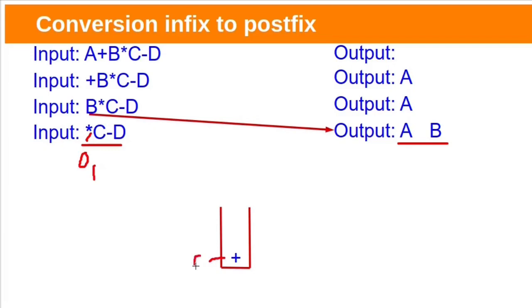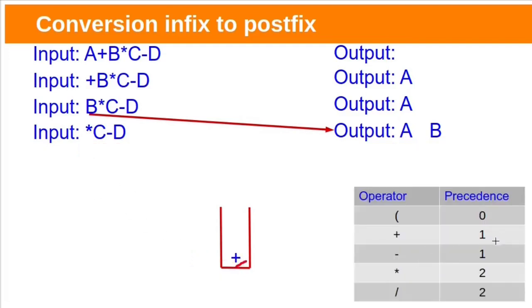We need to check if any operator O2 on top of the stack has higher precedence than this O1. Here the plus operator's precedence is 1, which is not greater than or equal to O1's precedence. So we need not add it to the output queue. Add this O1 to the stack.